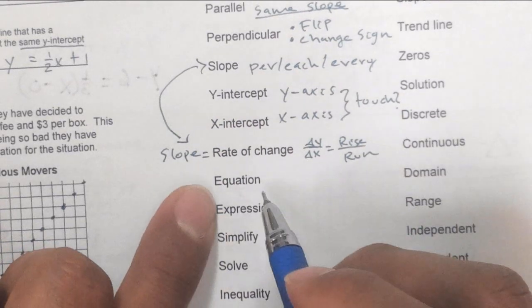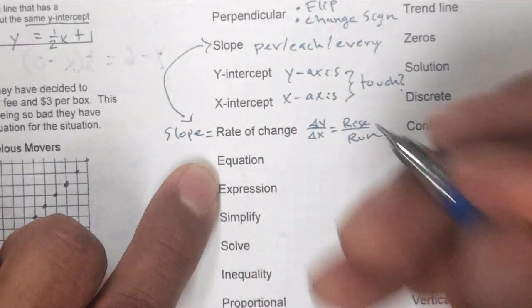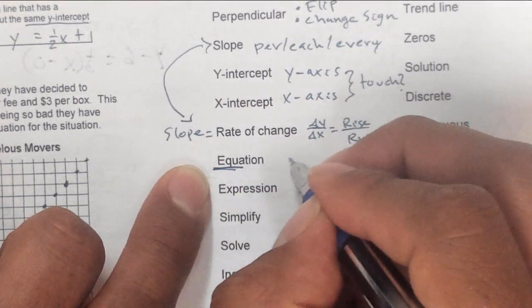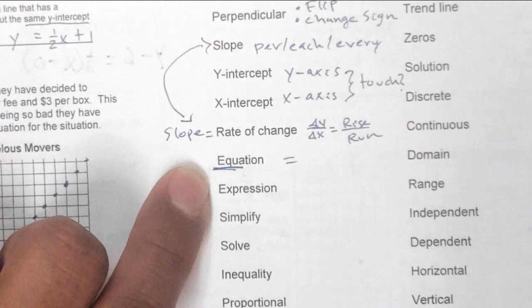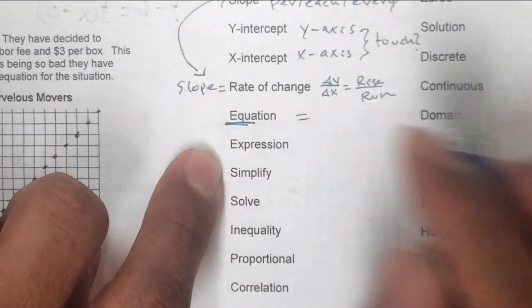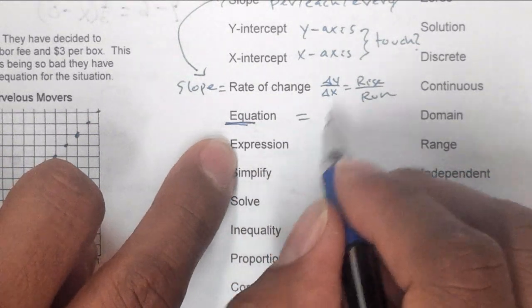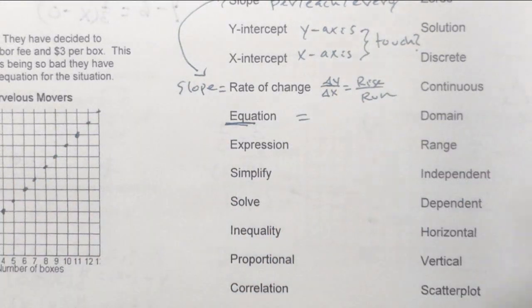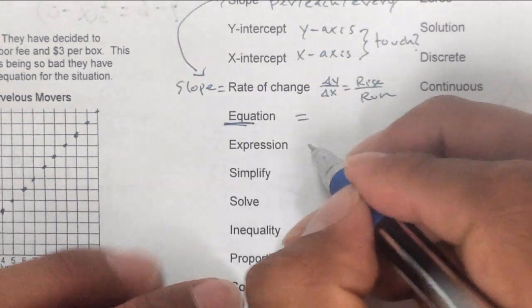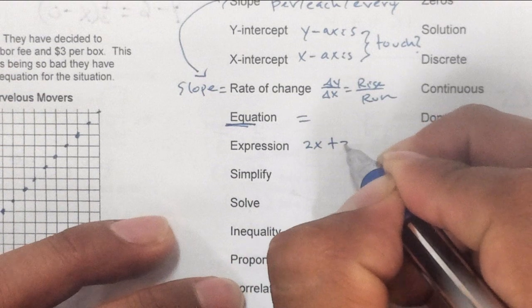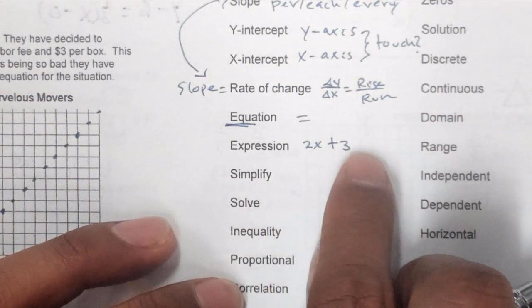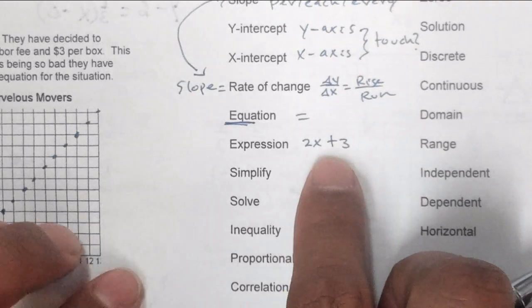Okay, then equation. When you hear the word equation, equal, that's the base word there. It has to have an equal sign. If you don't see an equal sign, then it's not an equation. Expression is just a problem with no equal sign. It doesn't have any inequality sign. It's just a simple problem. Okay, so I guess we can do an example. For example, 2x plus 3. That is an expression. It doesn't have equal and it doesn't have inequality, so it's just an expression.